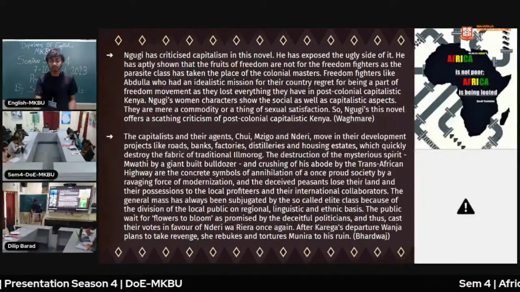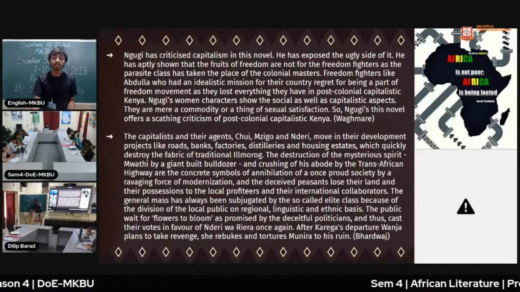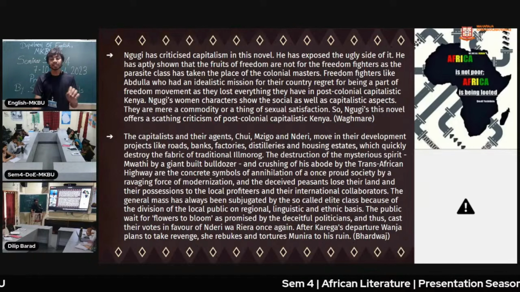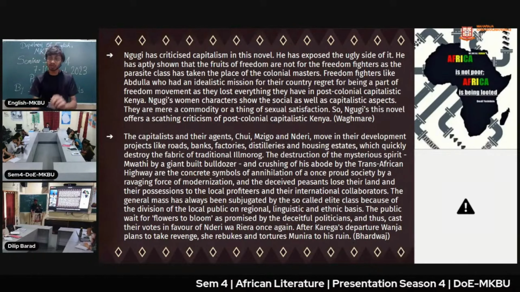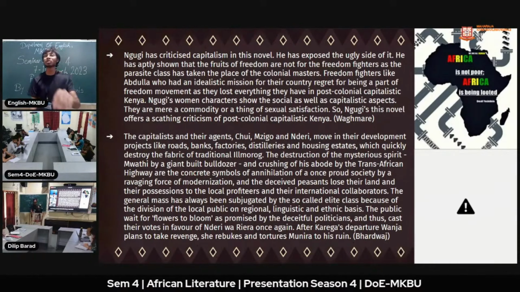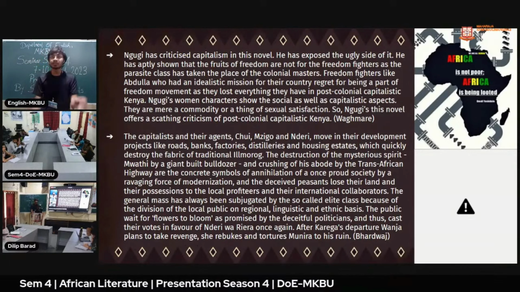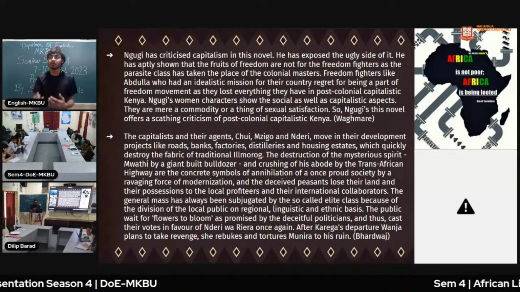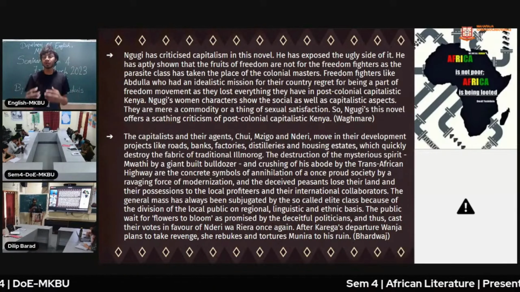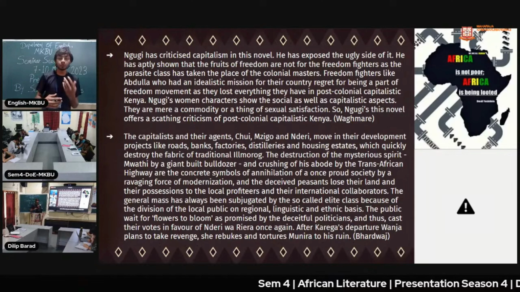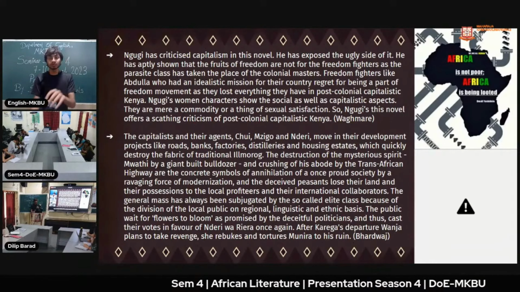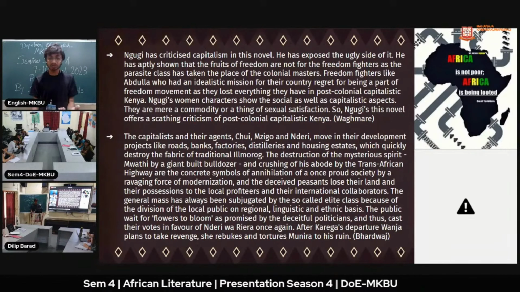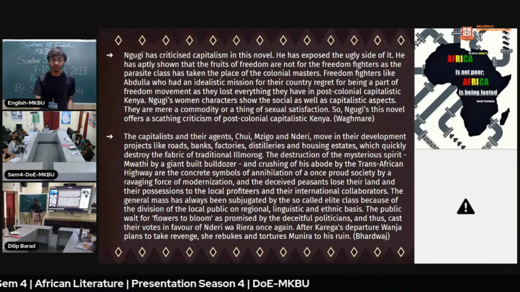Now, Ngũgĩ has criticized capitalism in this novel. He has exposed the ugly side of it. It is not so that capitalism has always brought the ugly side. There is a good side as well, that it spurs people to do something speedily, or whatever they are having, they have to be forced to do it. But here Ngũgĩ Thiong'o only focuses upon the ugly side of it.